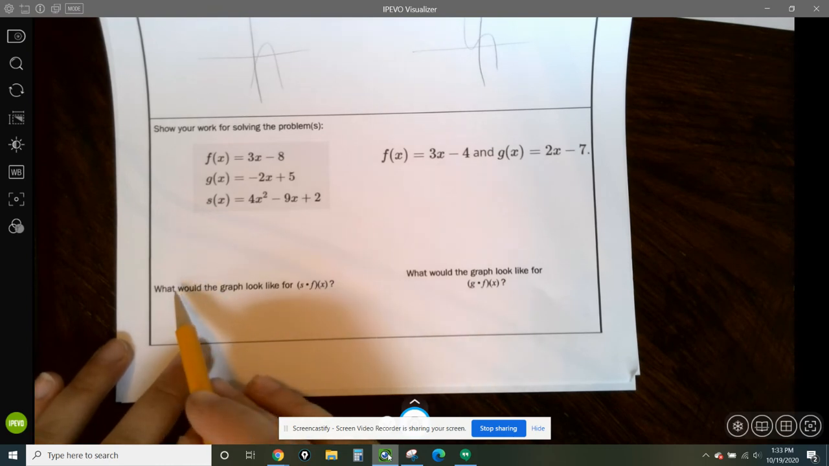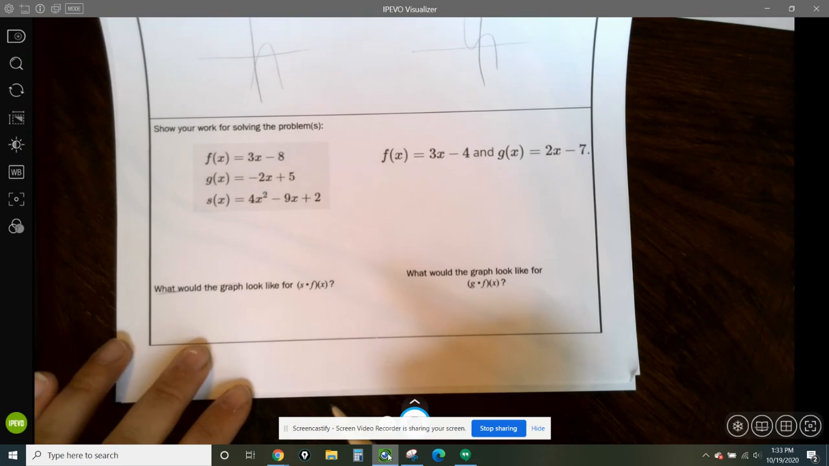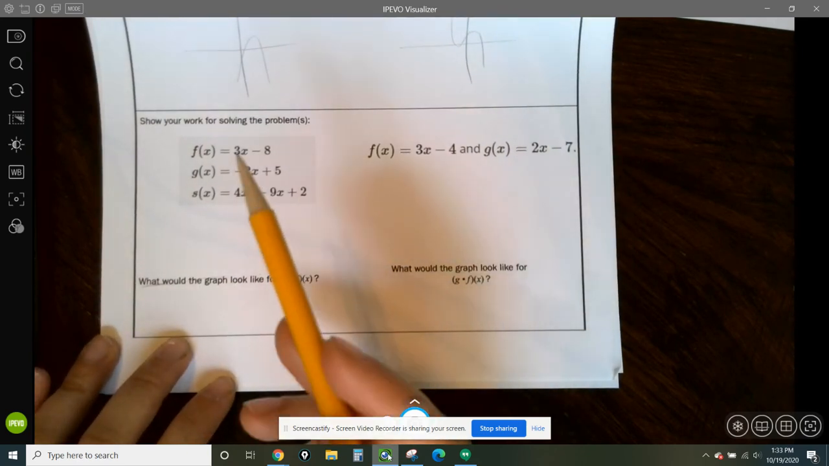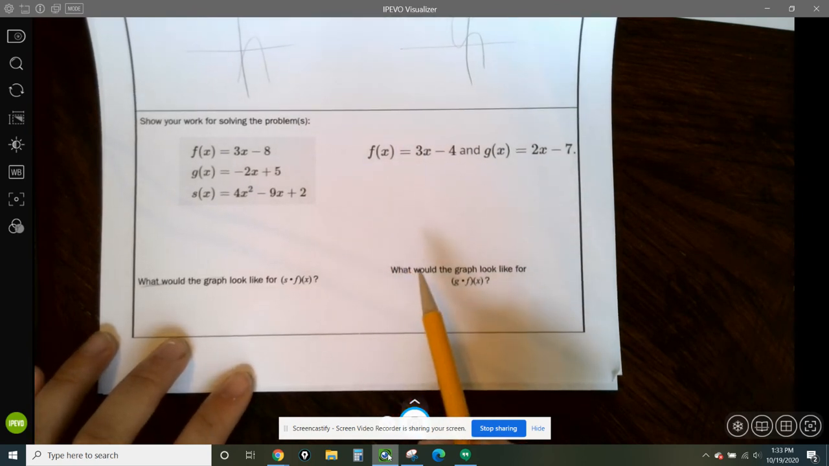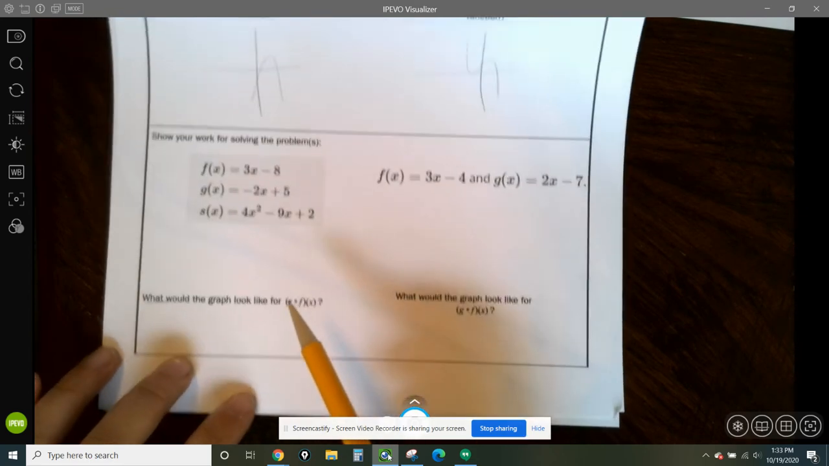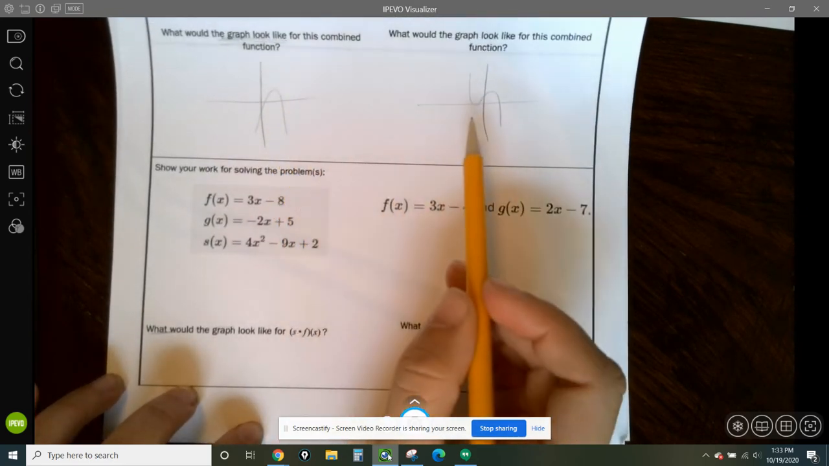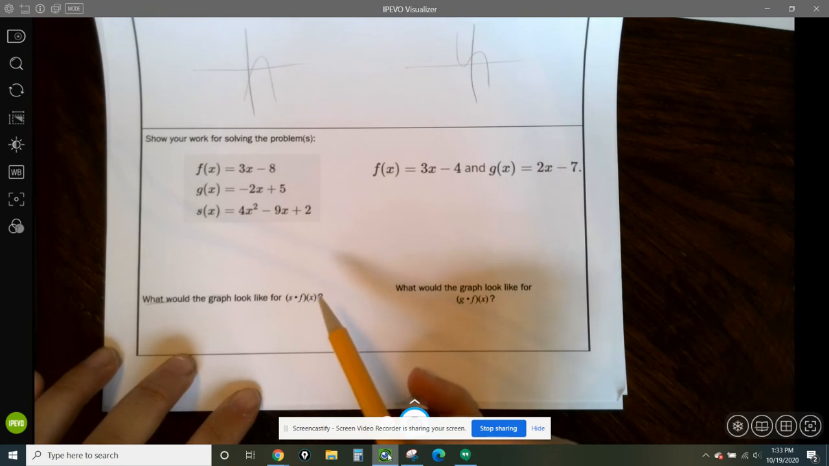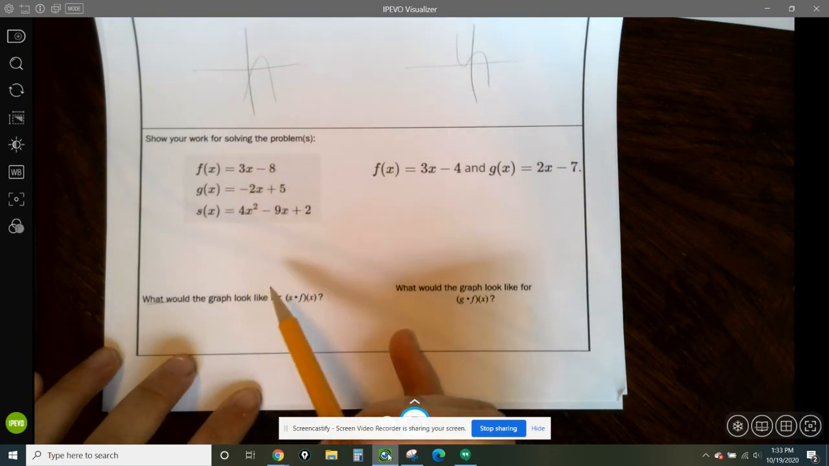And then the question actually says, what would the graph look like? So you might want to type it into Desmos, or maybe you know what the graph's going to look like based on the previous answers up here. Here, what would the graph look like for g times f of x? And you don't have to be super specific. You can say whether it's going to be a parabola or if it's going to look like a cubic graph, a cubic function over here. So sometimes people can tell without even doing all of the multiplication.